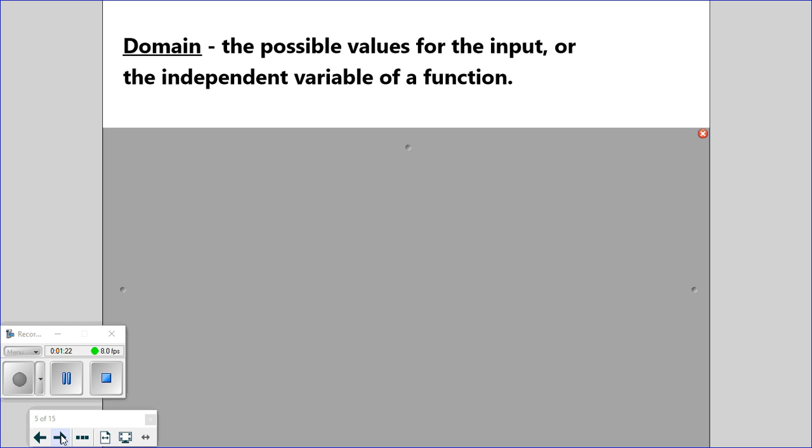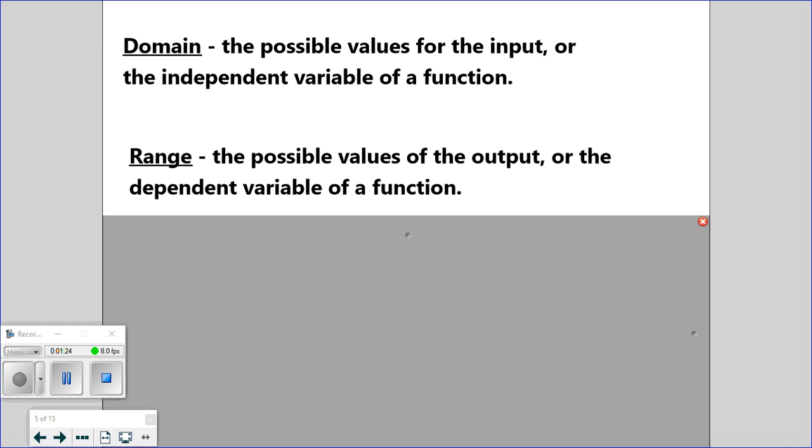What numbers are we able to put into the function? Range then is our answers. What possible outputs do we get from that function? And again, with math speak, another way of talking about that is the dependent variable. And that's about the last time you're going to hear that phrase in here, dependent variable. But range is our possible outputs. What answers can I get from that function?